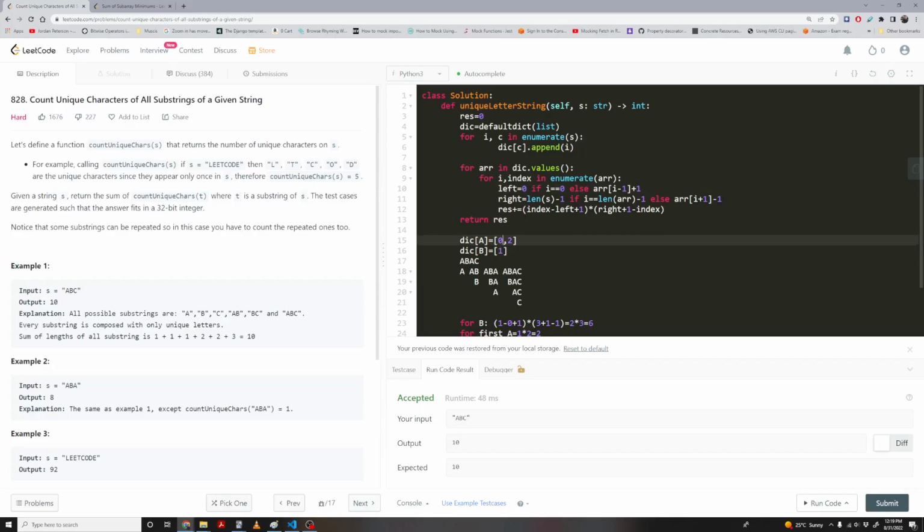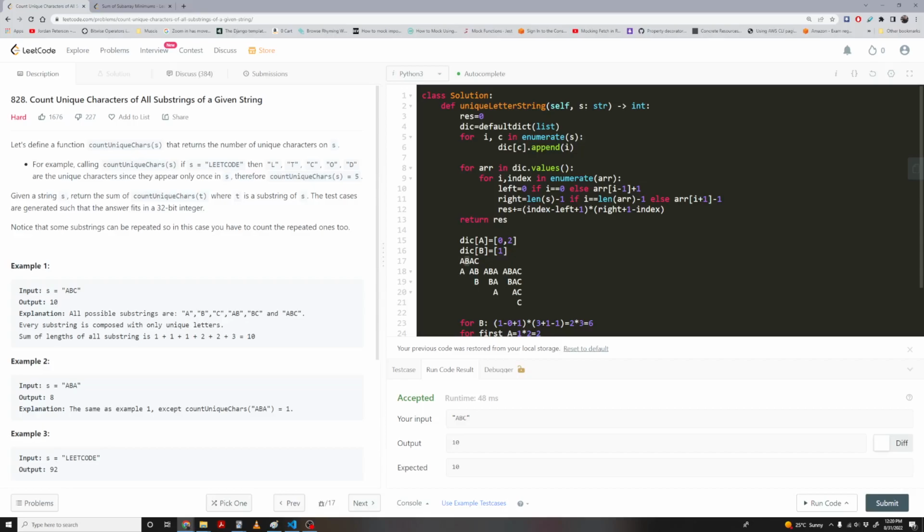Then if it's not the first element, let's say here we know that this is not the first element, then its left boundary is going to be the previous element: array of i minus 1, which is this one, plus 1. So here it can go all the way to index 1. We don't want to include a itself again. It can go all the way to the b.